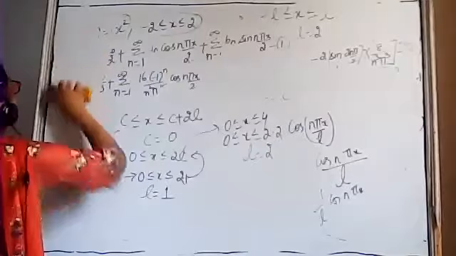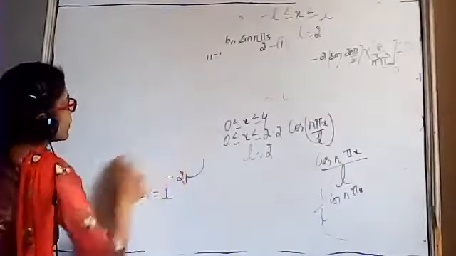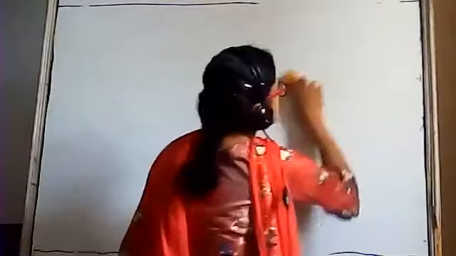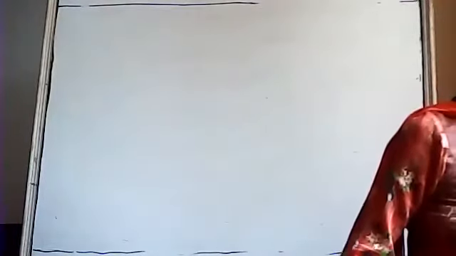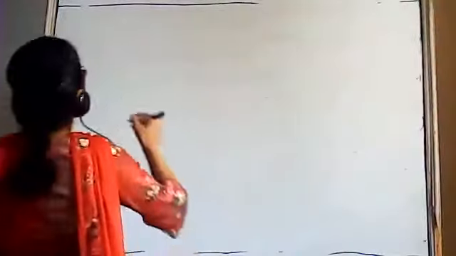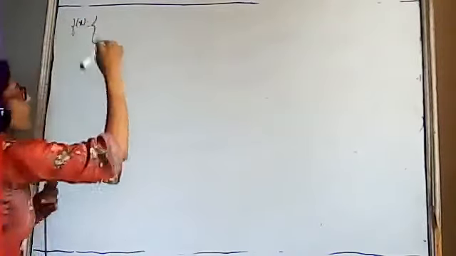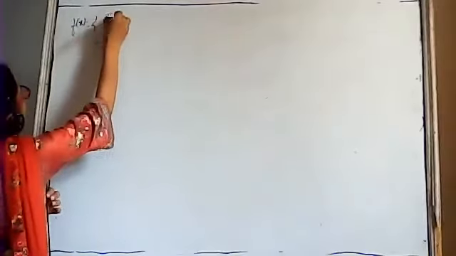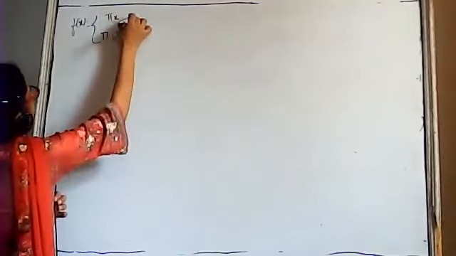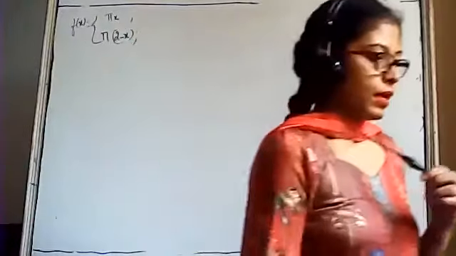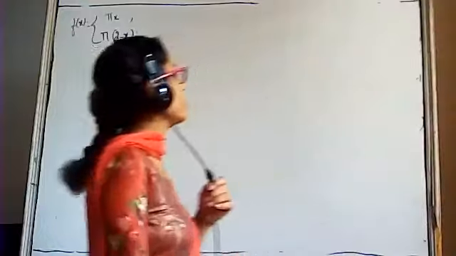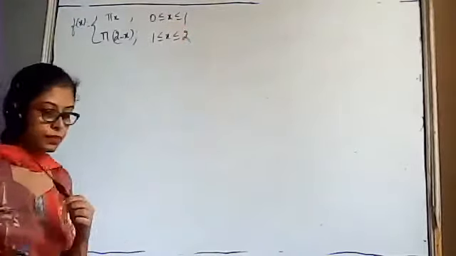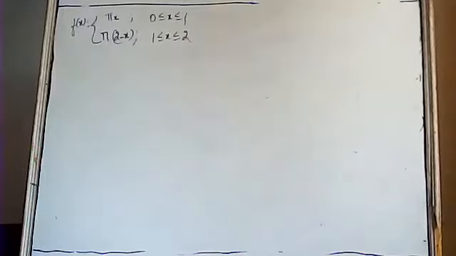Obtain the Fourier series for the function f of x is equal to pi x and pi of 2 minus x, where x varies from 0 to 1 and 1 to 2.